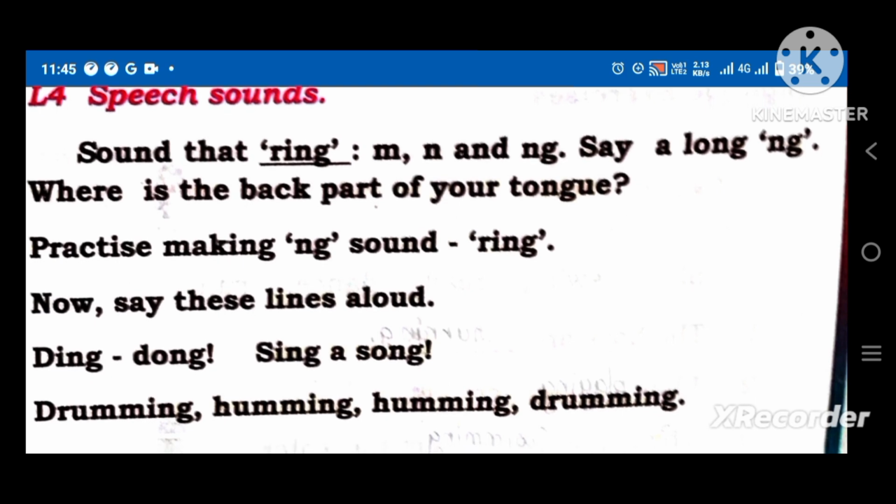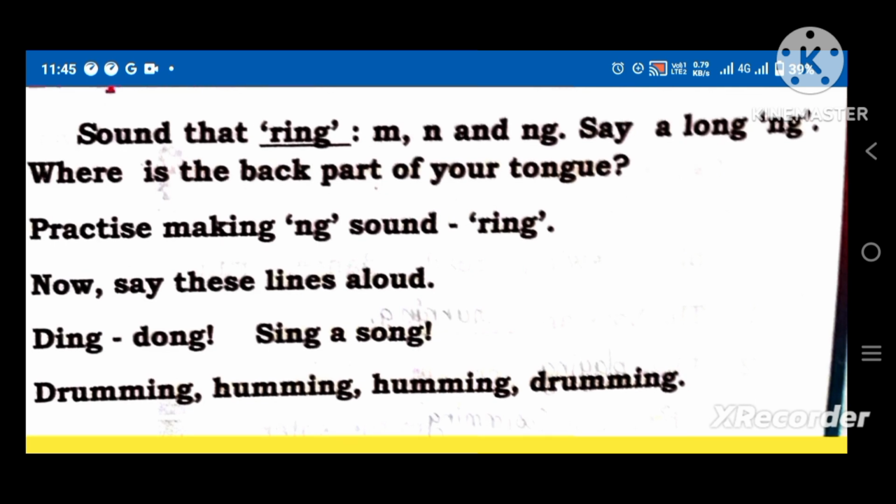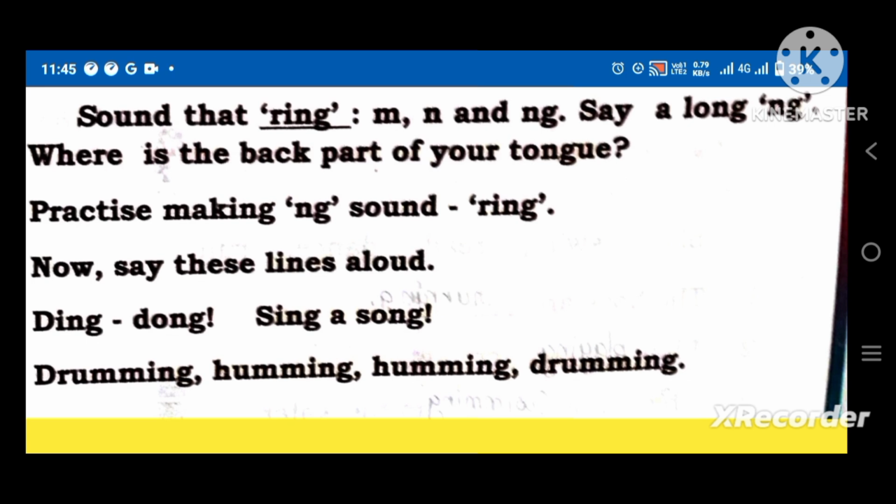Now say these lines aloud. Ding dong. Sing a song. Drumming, humming, humming, drumming.